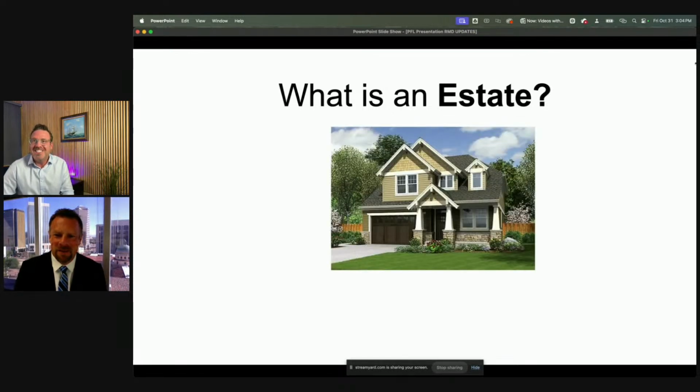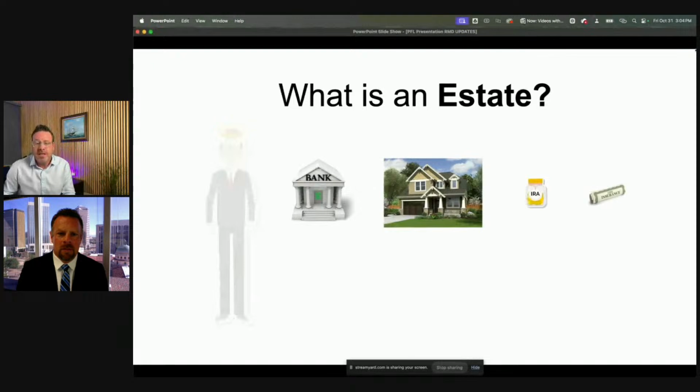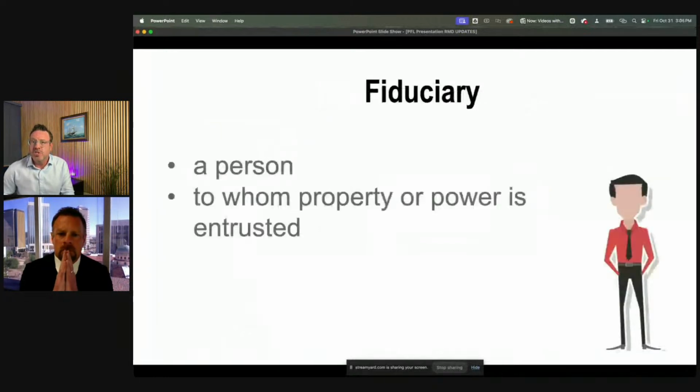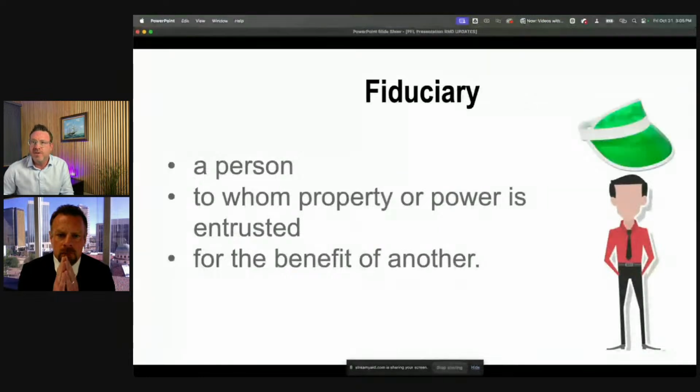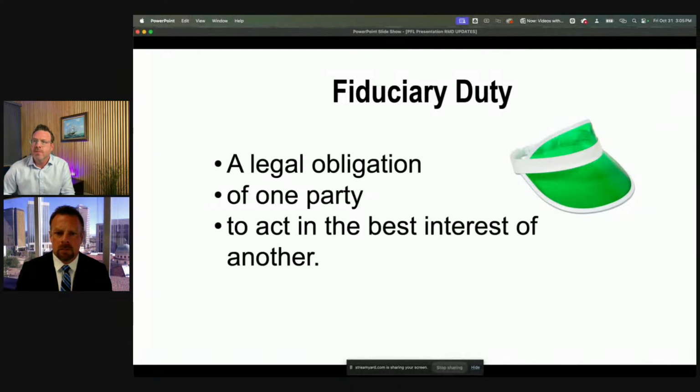Yeah. So an estate, what is an estate? Is it a large house? I mean, sometimes people say that, but what I mean in this context in estate planning, we mean everything owned by a person. So my friend here, Mr. Estate, now that he's gone, his bank account and his house that's still in his name, it's said to be in his estate. So fiduciary is the person who acts for the benefit of another. I use this green hat to represent the fiduciary. Now, fiduciary duty means that legal obligation that they have to act in the best interest of others.